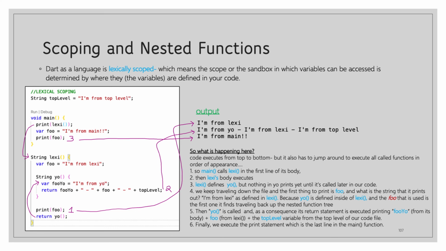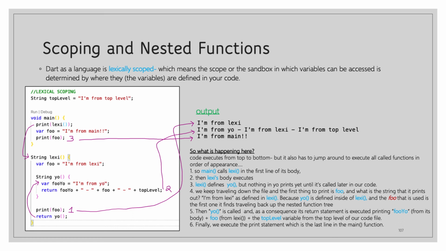Then we have lexi defined. There's a string in lexi also called foo. "I'm from lexi." Then we have string yo, which is inside of the body of the lexi function. We have a var foo yo, "I'm from yo," and then we return foo yo plus a dash plus foo plus top level, and then we print foo and we return yo.